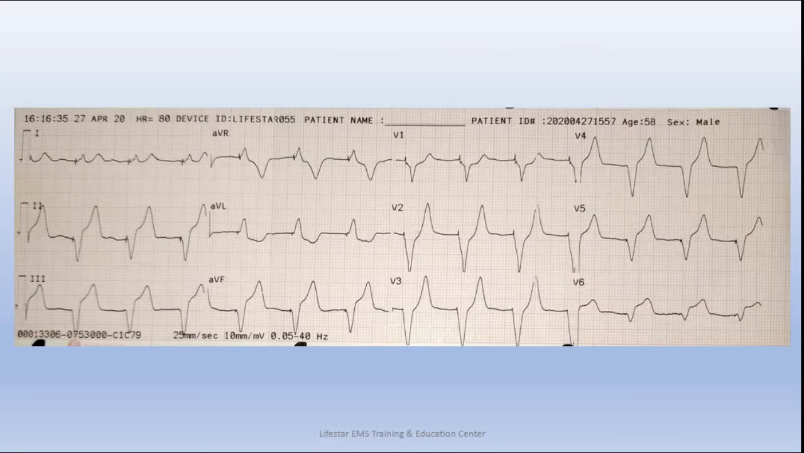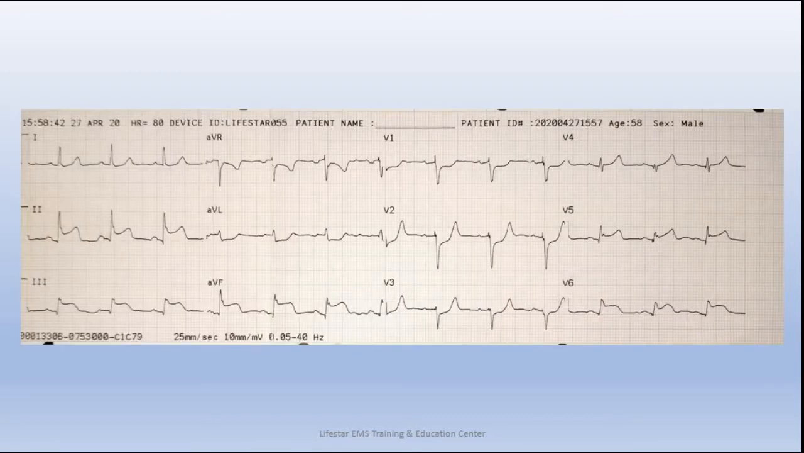So here is that first 12 lead we started the whole process off with. I recommend you press pause and take a look at it again and see if anything pops out at you. All right, we're back from that, and let me throw another 12 lead at you, which I took 18 minutes before this one. Do you see anything in this 12 lead of interest?